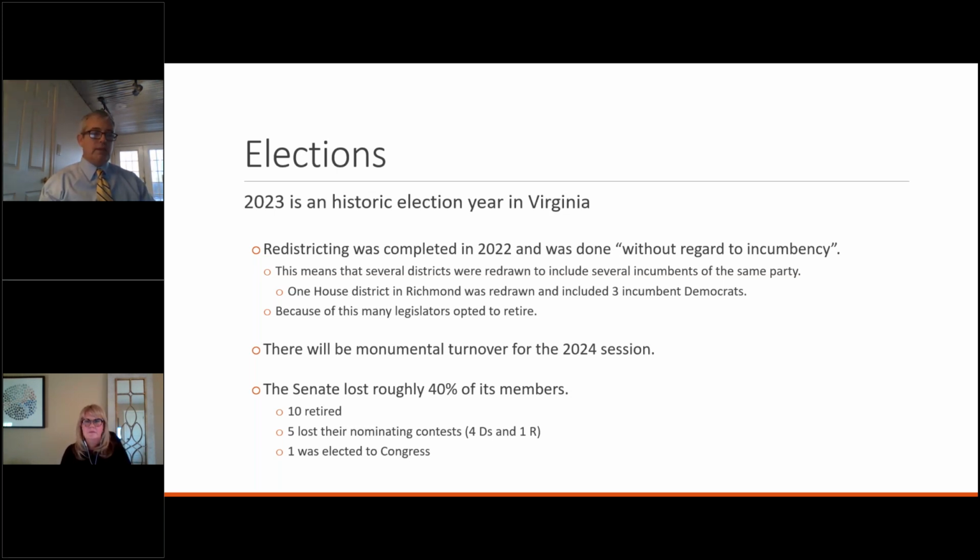Dick Saslaw, who was the majority leader for the Democrats, retired. Tommy Norment, who was the minority leader for the Republicans, retired. Janet Howell, who was chairwoman of Senate Finance and Appropriations, retired. There were just a lot of people that said, you know what, my time in politics is done and I'm just going to go. So we lost 40% of our members in the Senate, to include a lot of leadership and a lot of institutional knowledge.